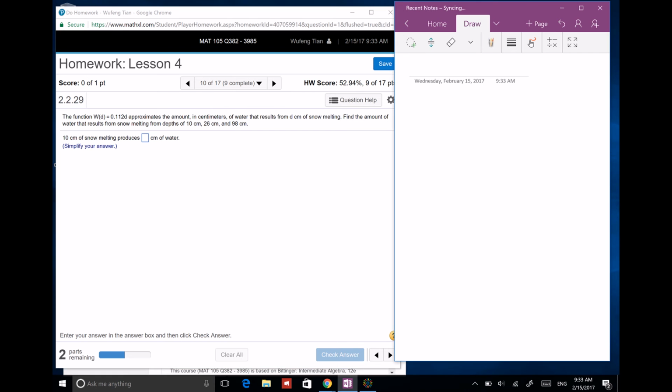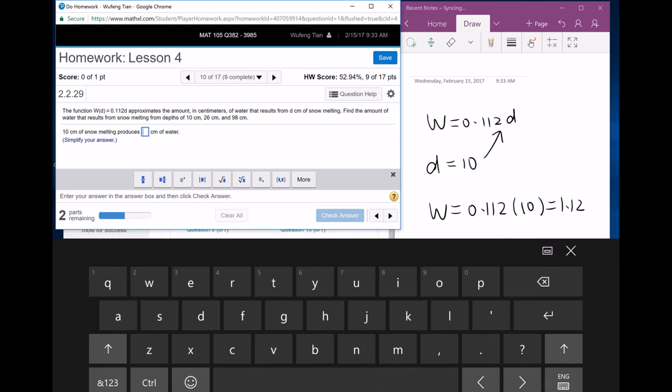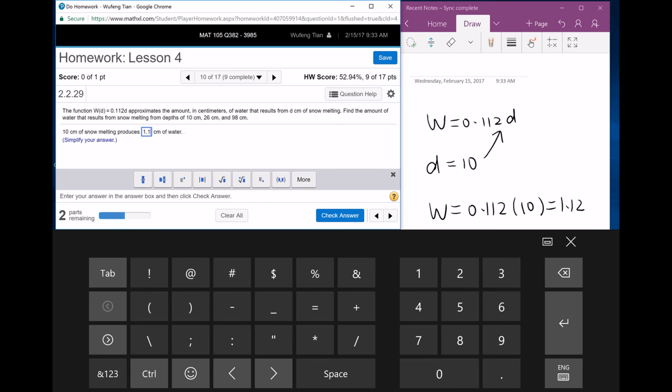Alright, so a function W(D) equals 0.112 D approximates the amount in centimeters of water that results from D snow melting. Find the amount of water that results from snow melting from 10, 26, and 98. Basically, if D equals 10, plug into here, so W equals 0.112 times 10, which is 1.12. So this would equal 1.12.